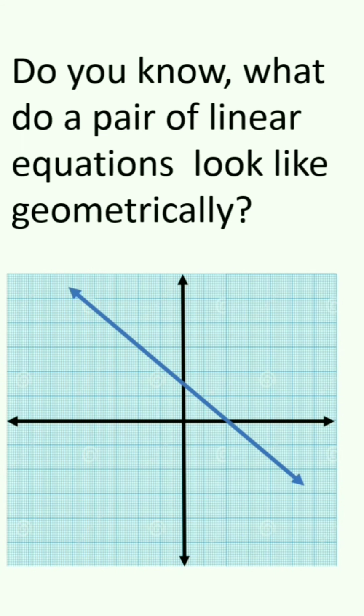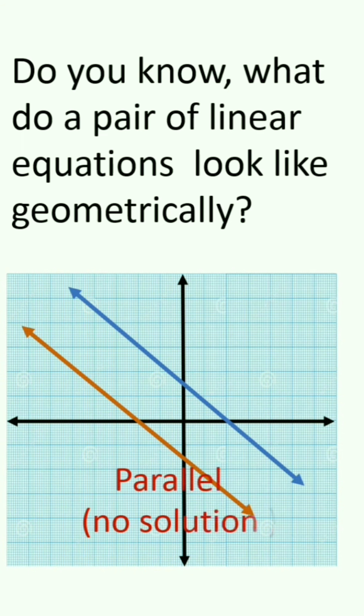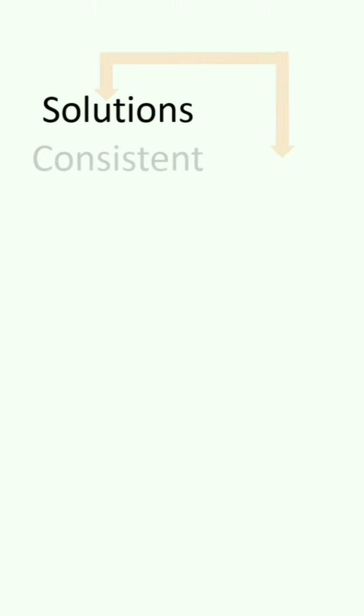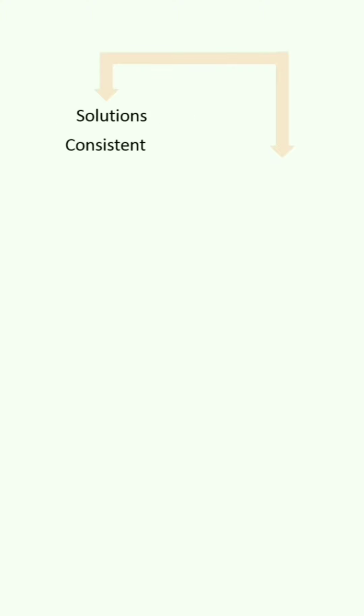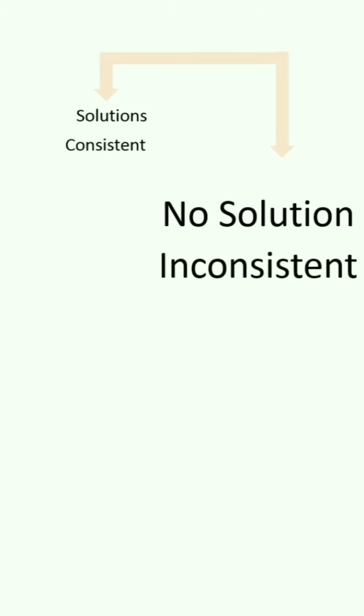Or we may get parallel lines. When solved algebraically, we get no solution at all. So, when solved algebraically, we may get a solution or may not get a solution. If we have at least one solution, the pair of linear equations is said to be consistent. If we do not get a solution, the pair of linear equations is said to be an inconsistent pair of equations.